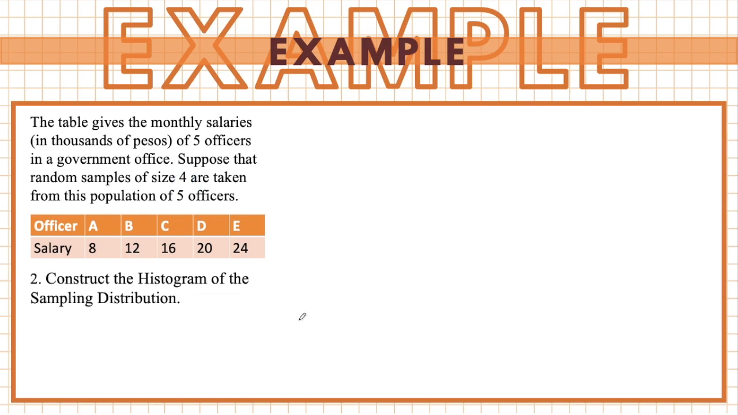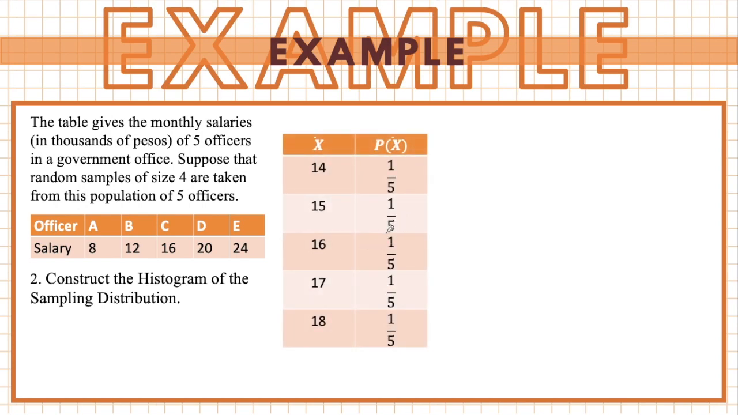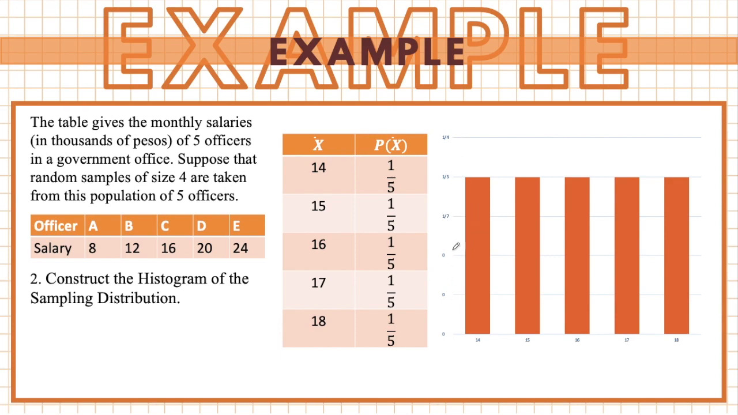And then next, number 2, construct the histogram of the sampling distribution. So again, using our answer in number 1, we can construct the histogram. Y-axis are for the probabilities. So we arrange the probabilities highest to lowest. So in this case, 1 over 5 lang lahat ng kanilang probability. And then, lowest to highest then ang sample means. So 14, 15, 16, 17, 18, and all their probabilities are 1 over 5. So this is the histogram of the sampling distribution.